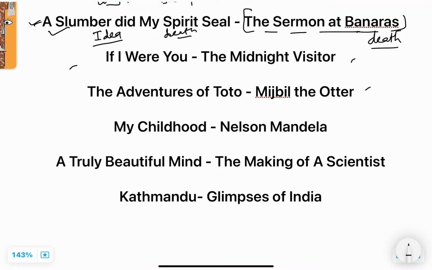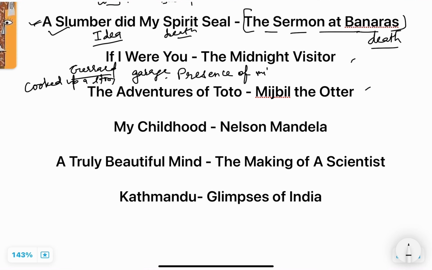You can easily recall what we read in this chapter. There were two characters, Jared and an intruder. Jared cooked up a story about a garage and a fake door, and he locked the intruder in the cupboard. So he used his presence of mind. This presence of mind and this cooking up of an imaginary story is the common point that we shall read in the chapter The Midnight Visitor.